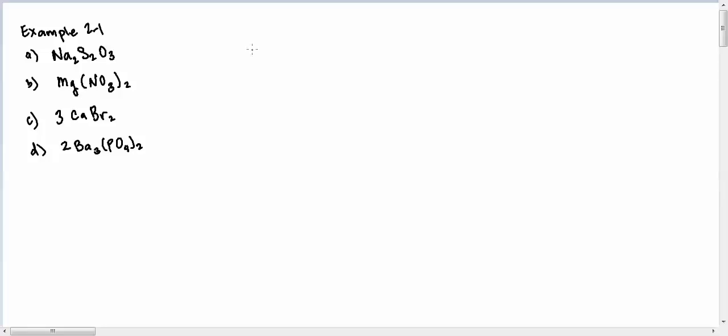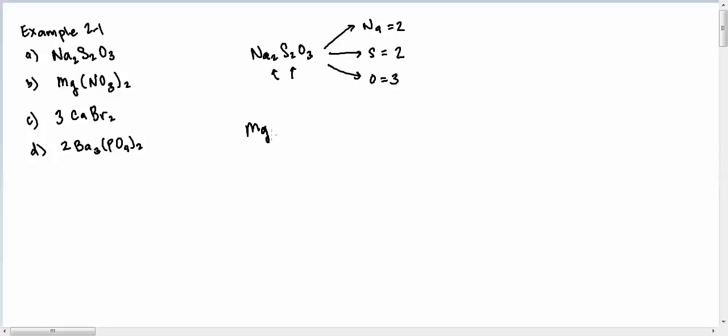So let me just write this down. Na2S2O3. I'm going to break it down into each of its elements. So there's sodium, there's sulfur, and there's oxygen. And this one's pretty straightforward. There's no trickery involved, but there's two sodiums. There are two sulfurs. You can see by the subscript here. And also there are three oxygens. All right, let's try something a little bit tougher.